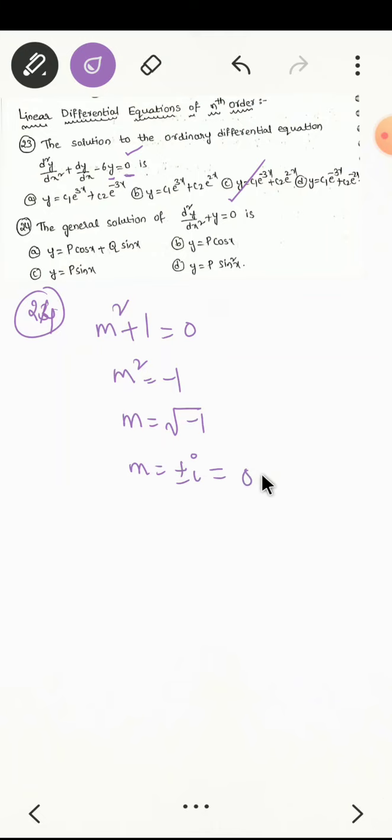I can write this thing as 0 plus or minus 1 into i, that is a plus or minus bi. That means these are complex roots. So how will you write the solution? Y is equal to complementary function only. Why? Because you have 0 here. So y is equal to complementary function is equal to e raised to power 0x into c1 cos x, that is c1 cos 1x plus c2 sin 1x.